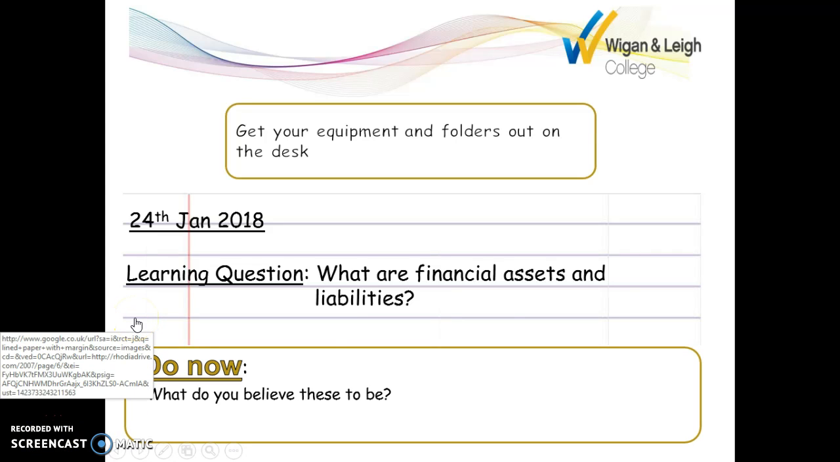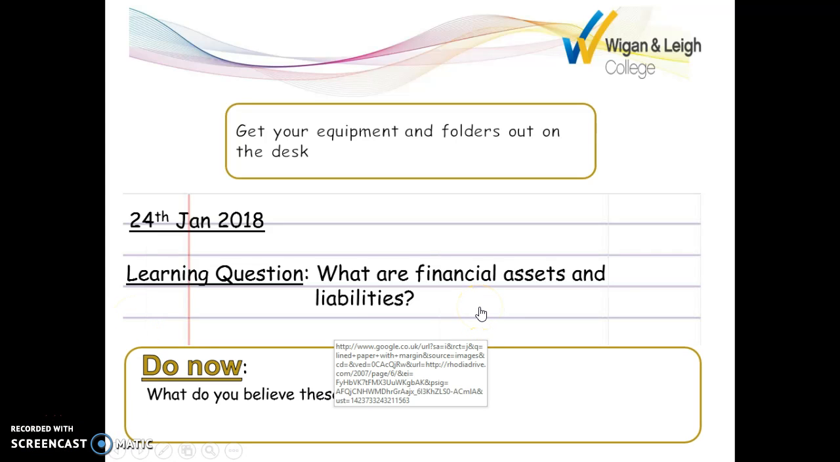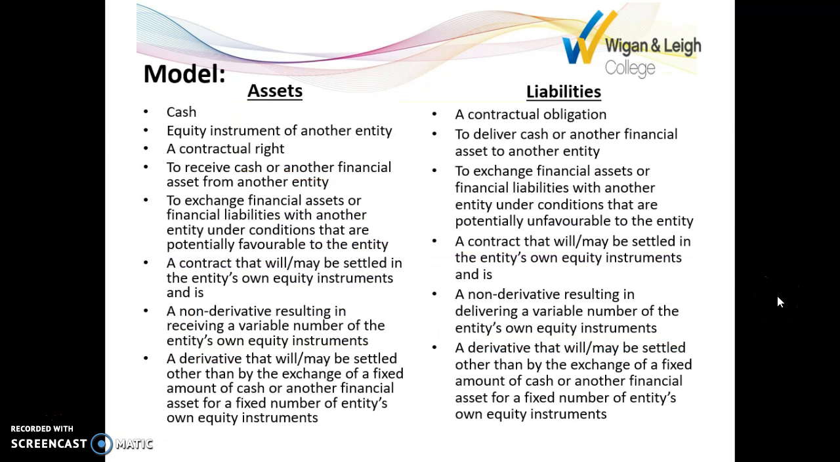Okay, so hopefully you've looked back at your work or you've reminded yourself from a previous lesson of what we're actually looking at. Now, financial assets and liabilities. Assets are basically anything which is worth something. A liability is something which is costing the business something. So a liability is something which will essentially drag you backwards, whereas an asset will move you forwards.